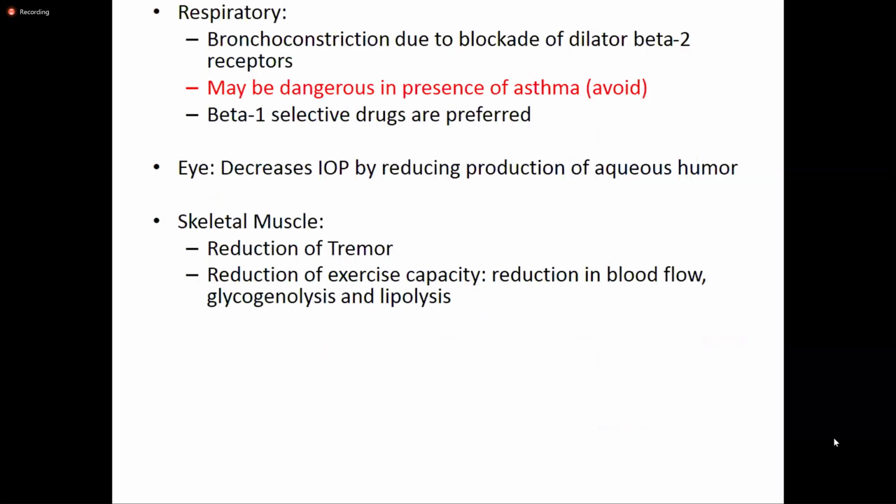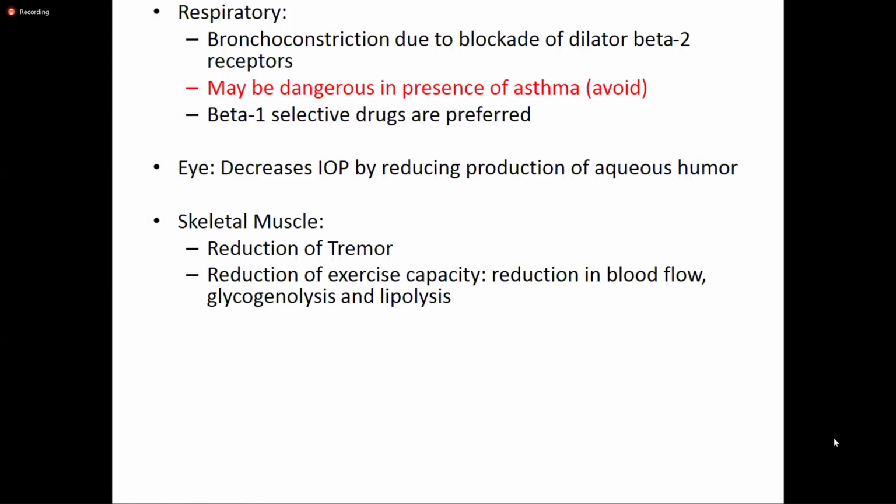So now going to the other pharmacological actions of these non-selective beta blockers. In the respiratory tract, usually stimulation of beta-2 receptors present in the bronchioles of the lungs will cause bronchodilation. Whereas when you are giving beta blockers, it will block this beta-2 mediated bronchodilation. That means now there will be bronchoconstriction, and this occurs as a result of blockade of beta-2 receptors present in the bronchioles.